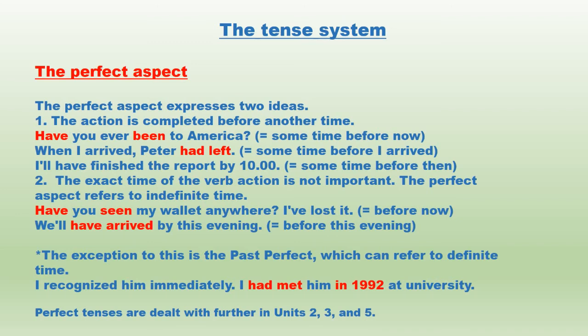The exception to this is the past perfect, which can refer to definite time. For example, I recognized him immediately. I had met him in 1992 at university. So here I give a time, 1992. So the exception here is the past perfect: when I use past perfect, I have to give a definite time.